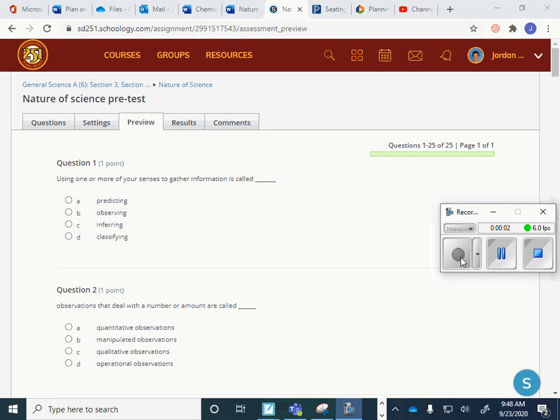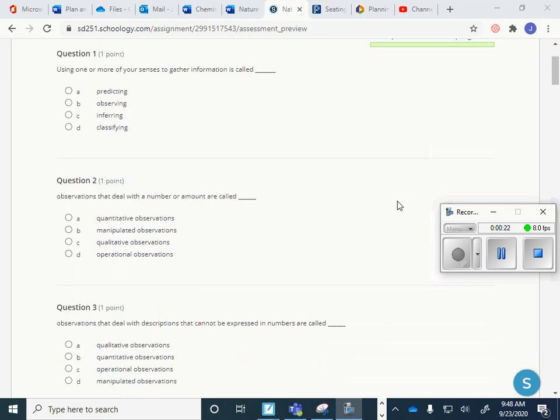Number 1. Using one or more of your senses to gather information is called either A, predicting, B, observing, C, inferring, or D, classifying. Number 2. Observations that deal with a number or amount are called either A, quantitative observations, B, manipulated observations, C, qualitative observations, or D, operational observations.